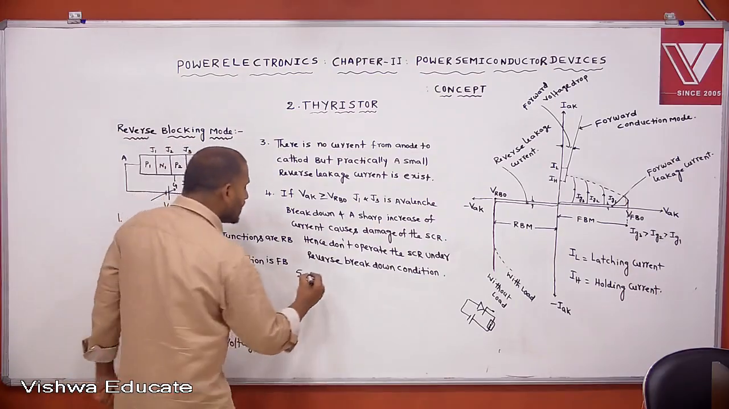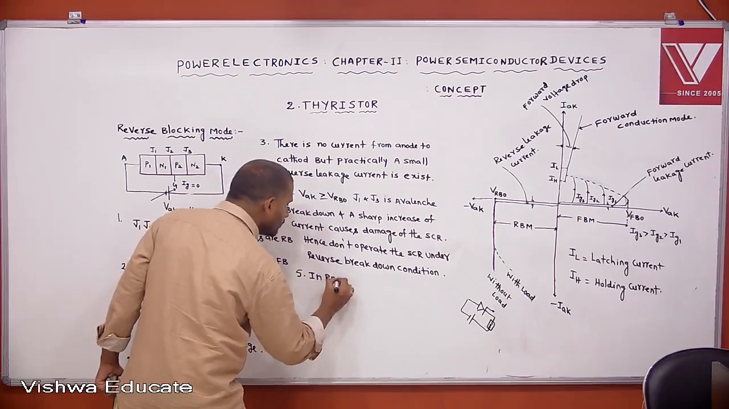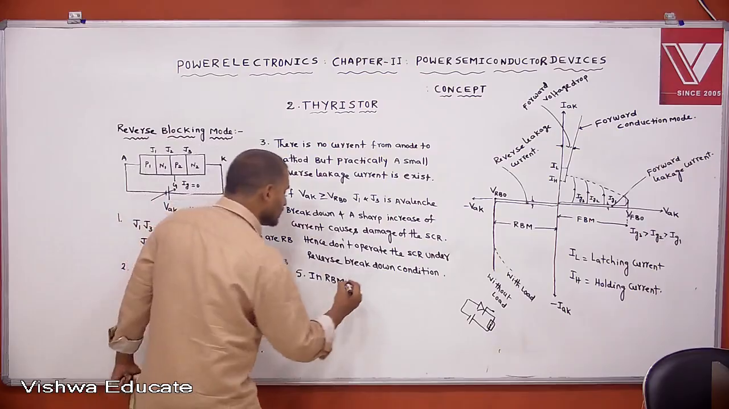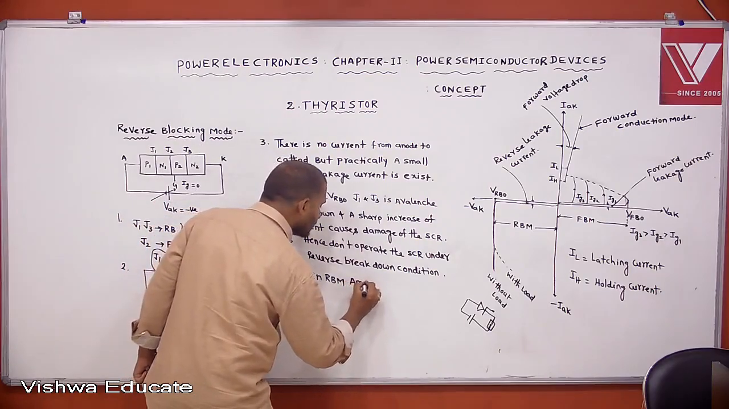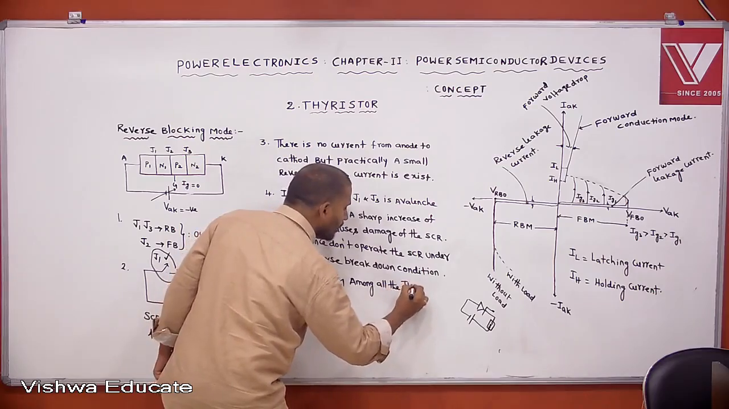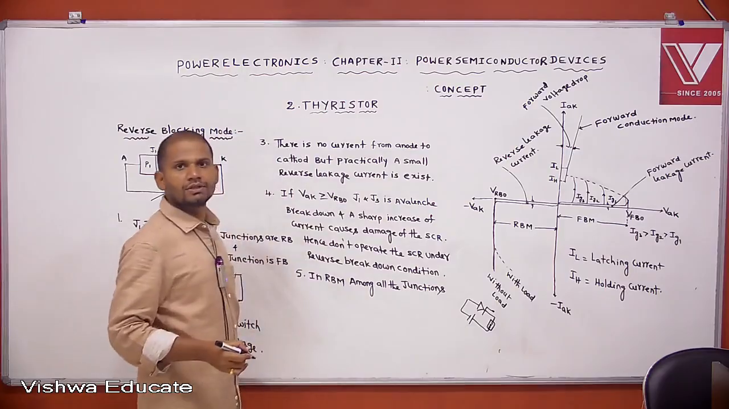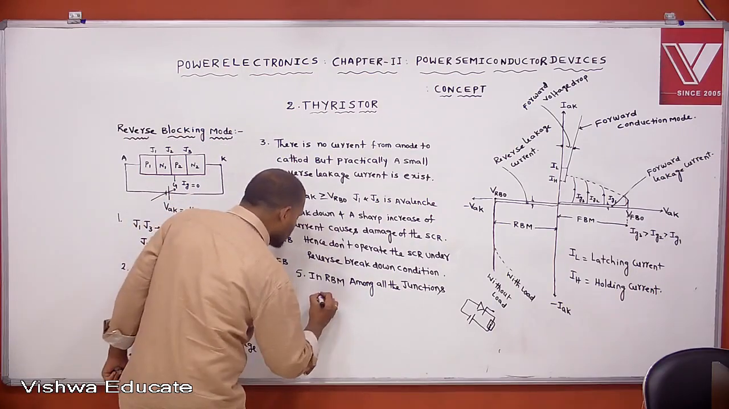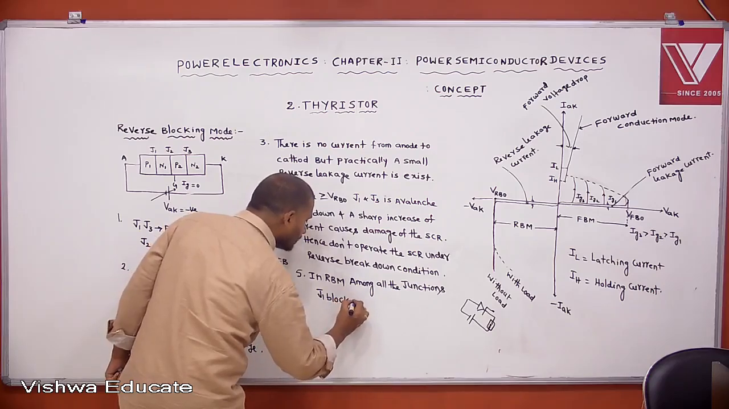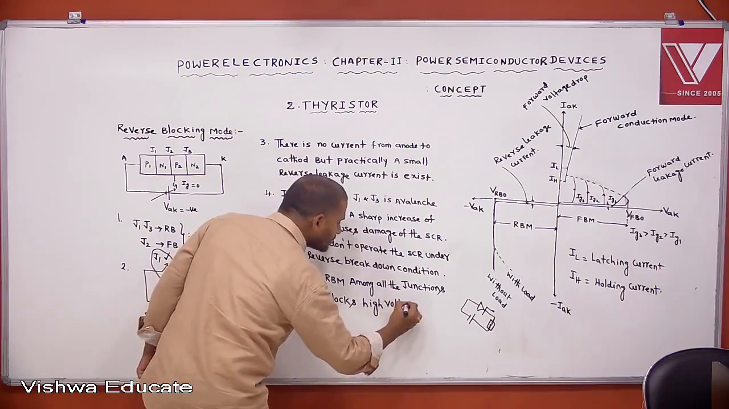Therefore, in reverse blocking mode, among all the junctions, J1 blocks the high voltage.